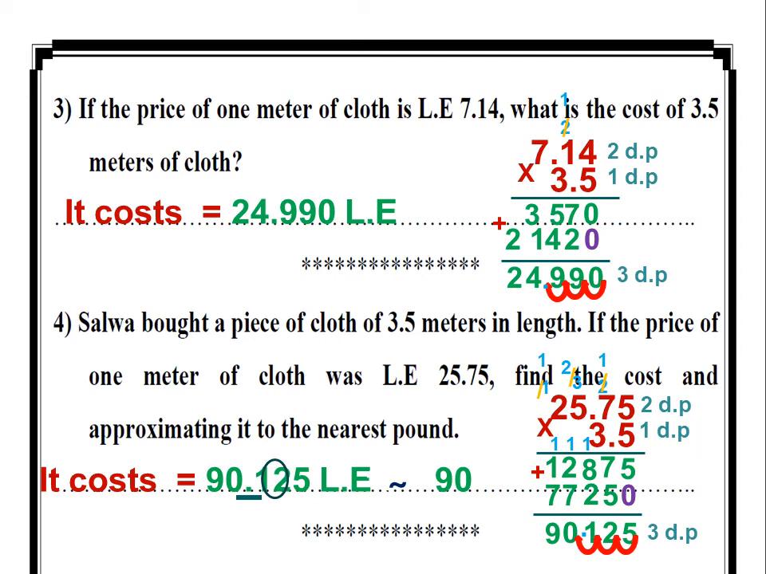They are asking you to approximate to the nearest pound. So the nearest place I have is the 10, so I have to underline the 10. Circle the next digit, which is the 0. It is weak, so I will ignore it. So it's approximately equal to 90 pounds.